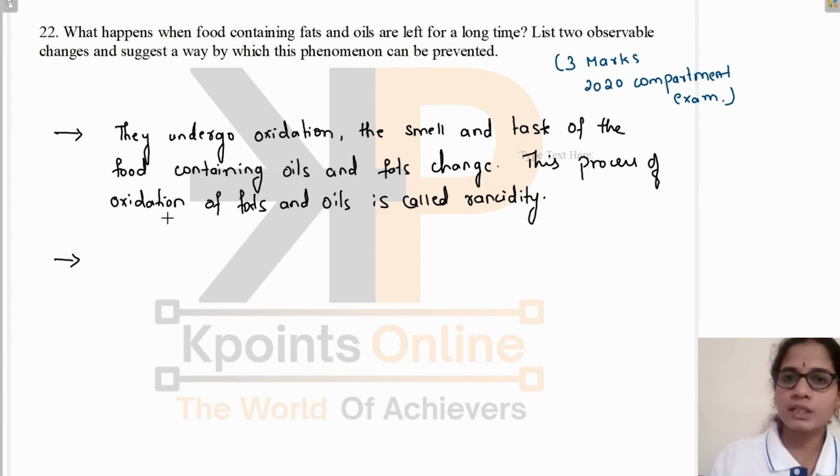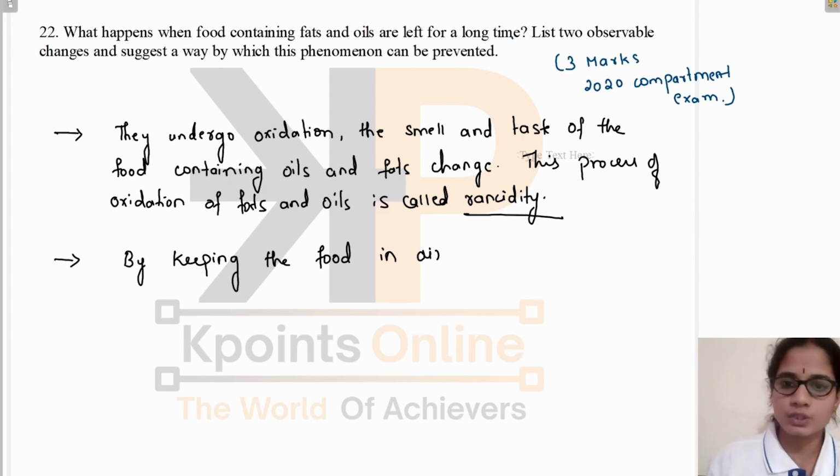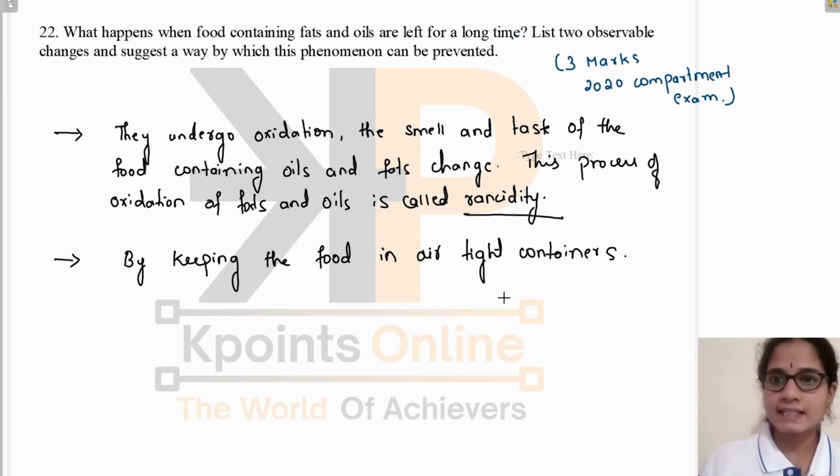Okay, the phenomenon that we have seen is rancidity. How can we prevent the rancidity? By keeping the food in airtight containers. Okay, so you have to write the observation here and also you have to suggest a way by which this rancidity can be prevented. Let us see the next question.